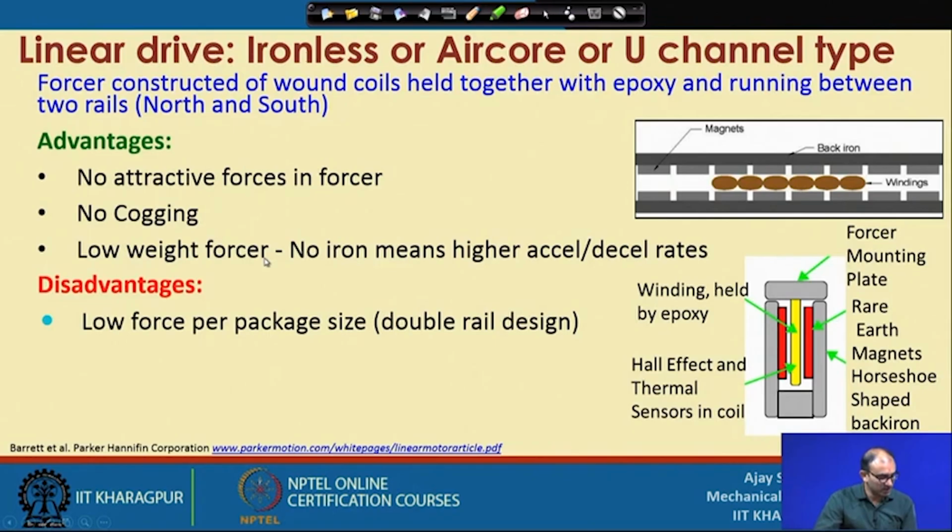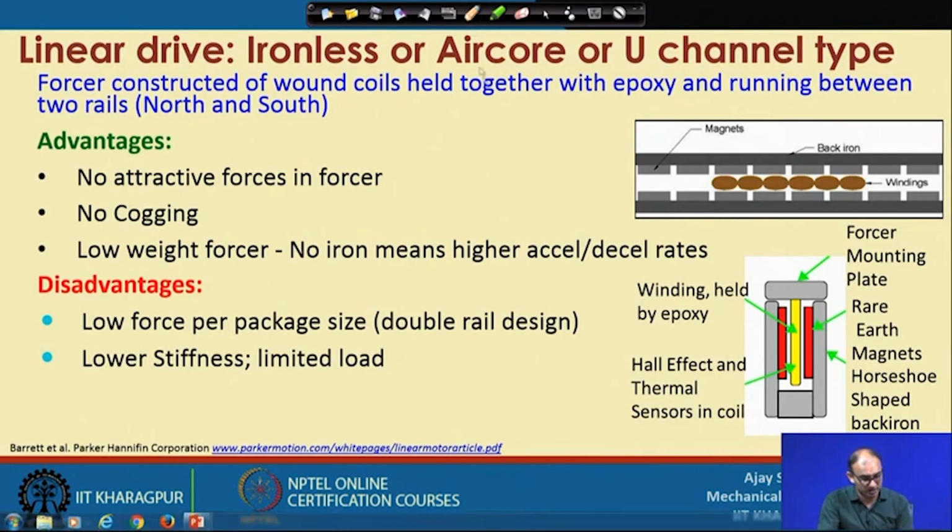What are the disadvantages? The low force per package size, because it has a double rail design here, and whatever the system you are using, it is very heavy. So, if you consider the package size, you will not get the same amount of force here. Force is very less, but if you want to use it for very highly precise motion, or where you are not getting a force in a few micro-Newtons, then this is the better choice compared to the other two motors.